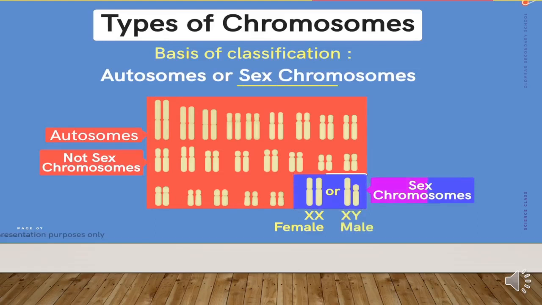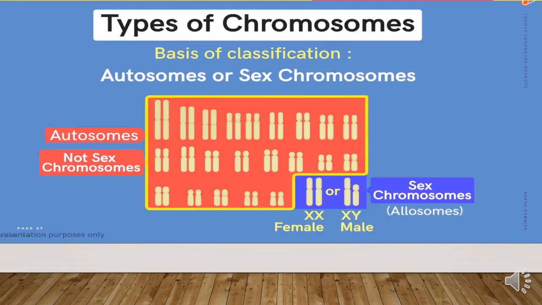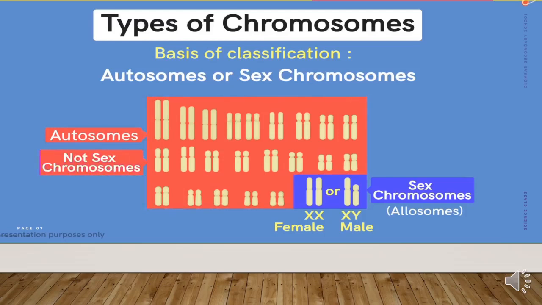This pair is the sex chromosomes. So the chromosomes which help in determining the sex of an individual are sex chromosomes, or even called allosomes. The others, which are from the 1st to the 22nd pair, are not the sex chromosomes. This makes them the autosomes. Both contain genes that code for proteins which make up our body.